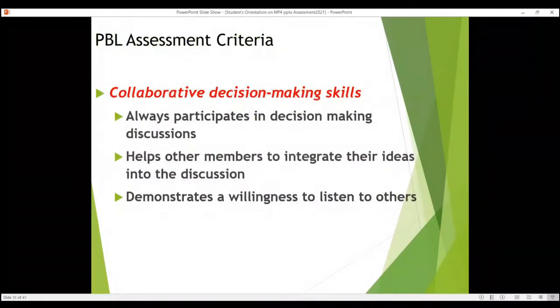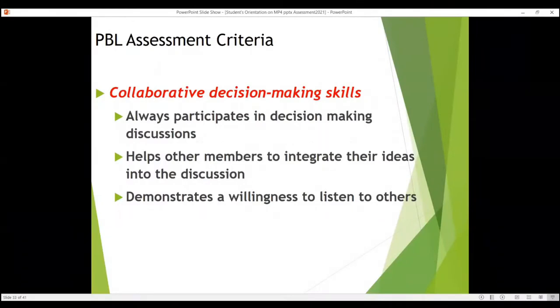Now, collaborative decision making skill. You know how important it is these days? As I mentioned, it is teamwork.